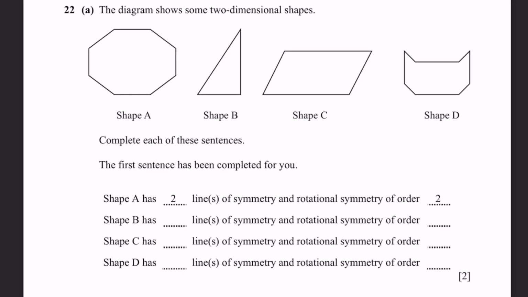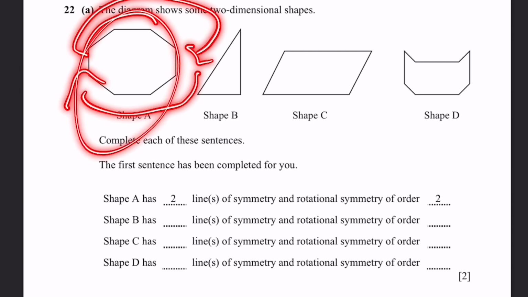Question 22. A. The diagram shows some two-dimensional shapes. Complete each of these sentences. The first one has been done for you. Shape A has 2 lines of symmetry and rotational symmetry of order 2, because if you rotate it twice, it comes back to the same original one.